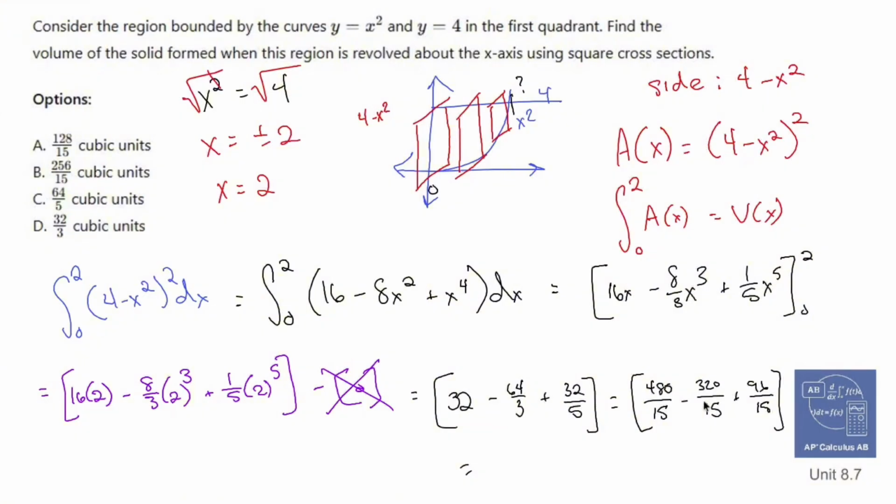$480 minus 320, 160, no, 140. 140 plus 90, no, it is 160. 160 plus 96 is 256. All over 15 is going to be u. Oh boy, is that a gross problem. Didn't like that at all.